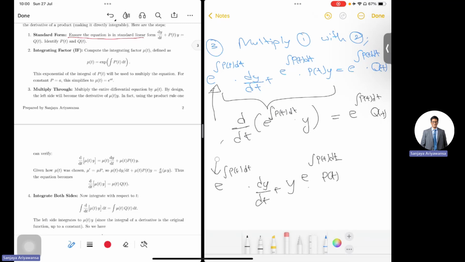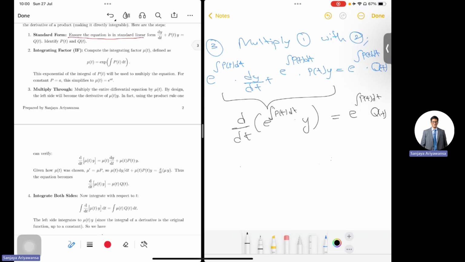So that's the beauty of this integrating factor. It really encapsulates or brings together a lot of terms which are separated out into just two simple terms multiplied together. Now what do we do?